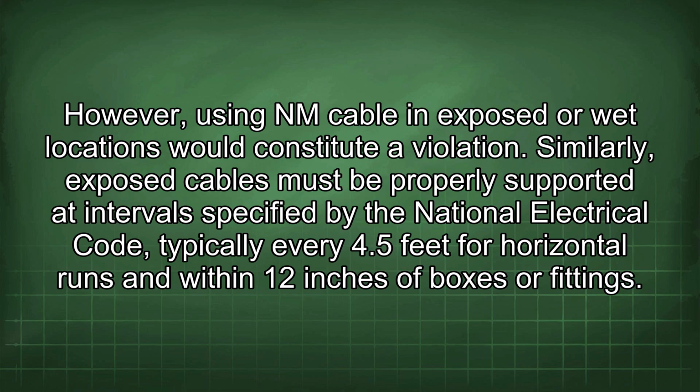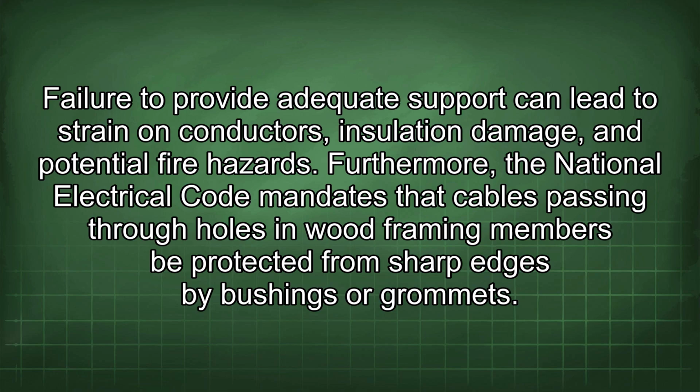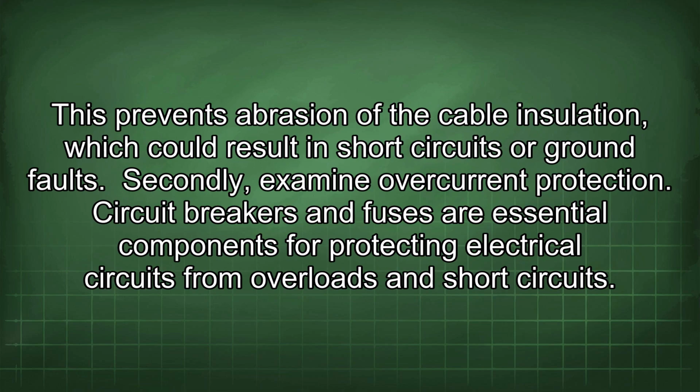Similarly, exposed cables must be properly supported at intervals specified by the National Electrical Code, typically every 4.5 feet for horizontal runs and within 12 inches of boxes or fittings. Failure to provide adequate support can lead to strain on conductors, insulation damage, and potential fire hazards. Furthermore, the National Electrical Code mandates that cables passing through holes in wood framing members be protected from sharp edges by bushings or grommets. This prevents abrasion of the cable insulation, which could result in short circuits or ground faults.